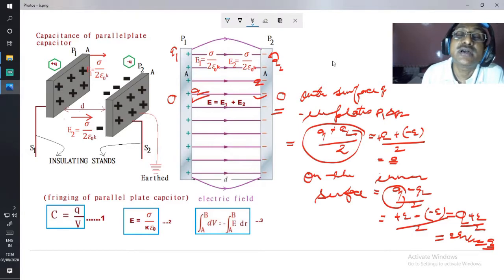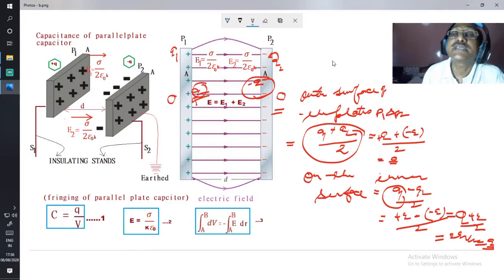But the nature of these two charges will be opposite to each other. The amount of charge q on the inner surface of the plate P1 is positive, whereas the same on the inner surface of the plate P2 is negative. Okay.